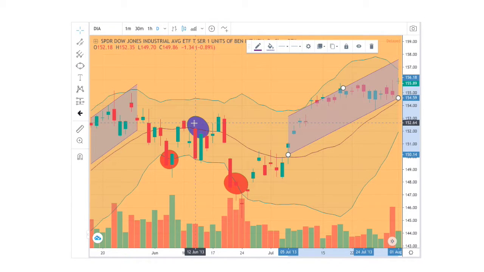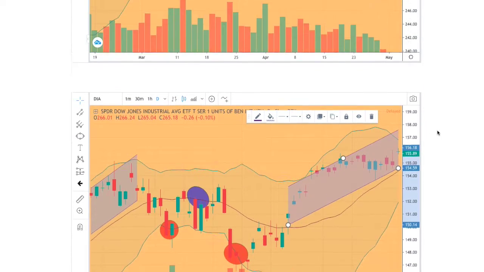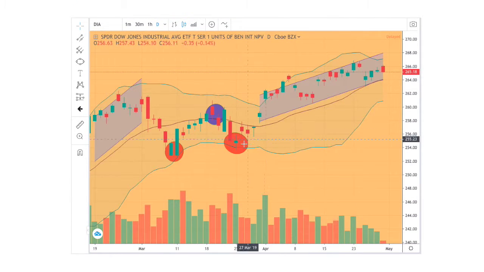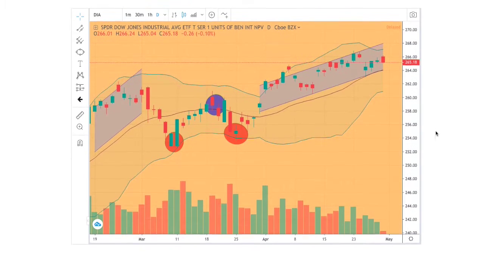So we have 1, 2, 3, 4, 5 points. 1, 2, 3, 4, 5 points. So if the trend is similar or patterns are similar, there's reason to believe the outcome will also be similar.